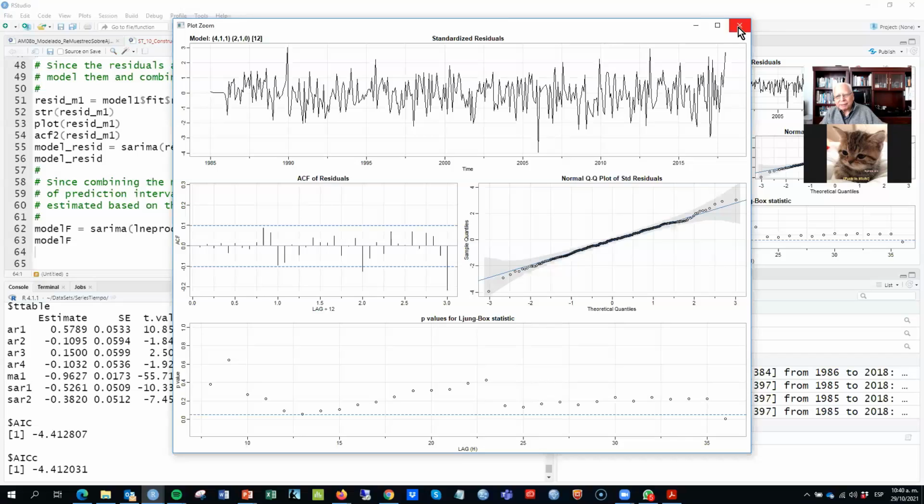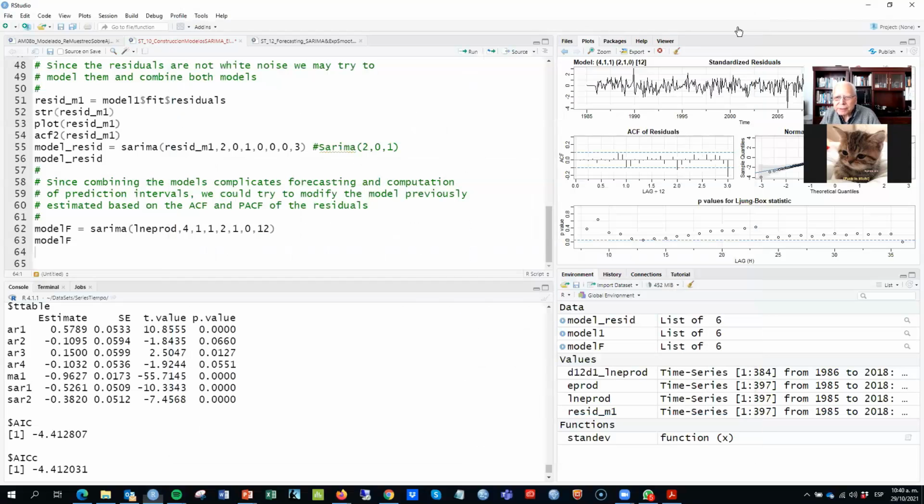Was that clear? How you can correct your original model, analyzing the residuals and fitting a model for the residuals? Yes, teacher, it's better now. Thank you. Okay, great.